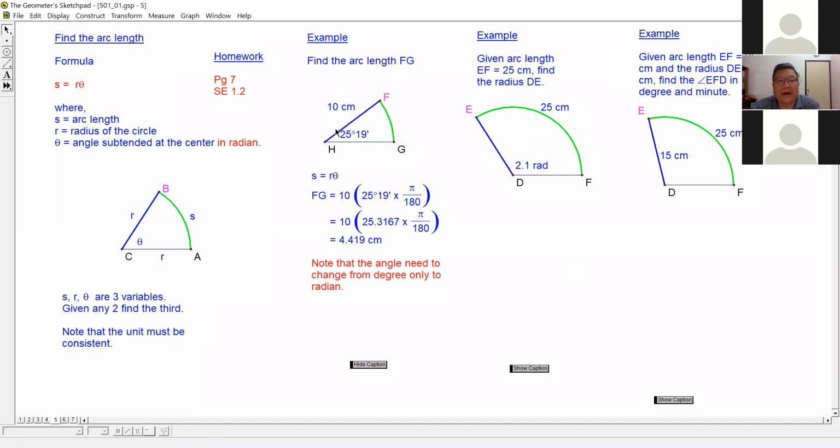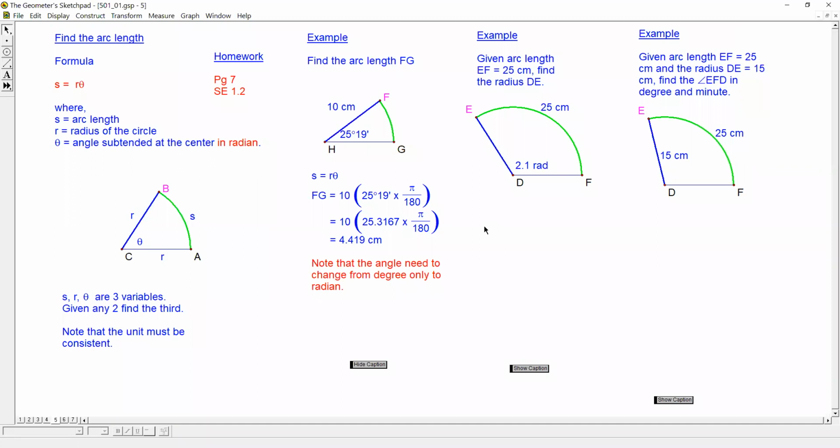Okay, right. So far, any question or not? Any question on this? Anyone? No question. Then we continue with the second problem. Now, in this second problem, you are given the arc length and you are given the angle. Given the arc length and angle, what do they want you to find?